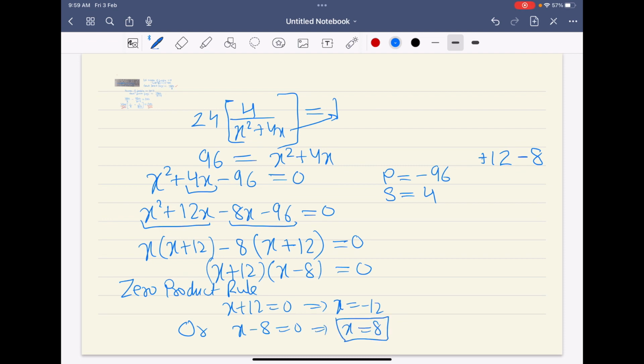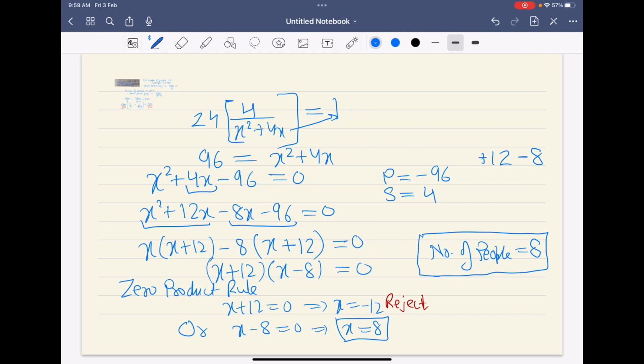Now we are dealing with a question which says number of people. Now number of people cannot be negative, so we will reject this. And hence our answer for this particular question should be that the number of people is equal to 8.